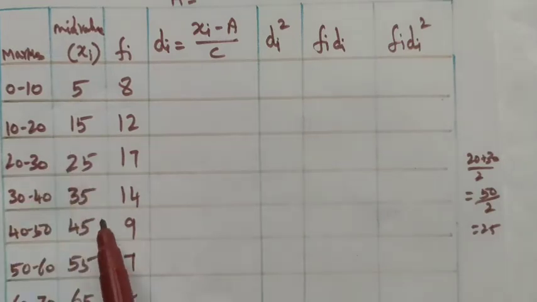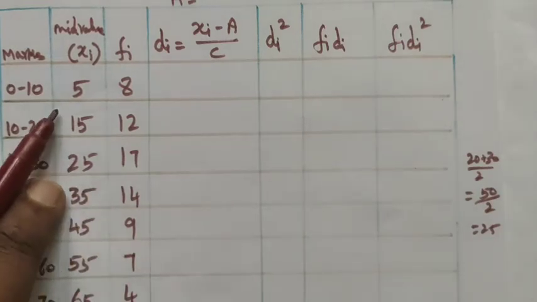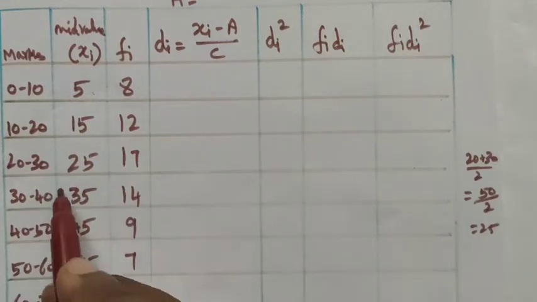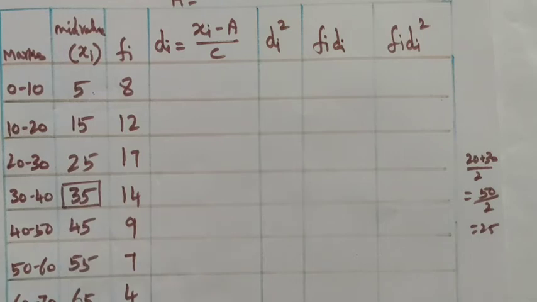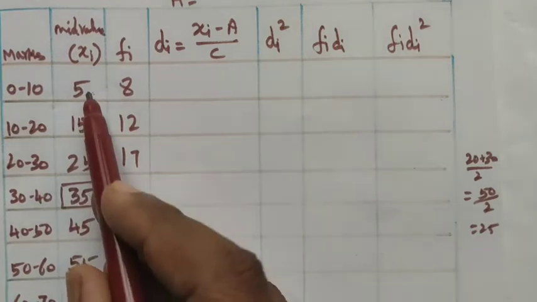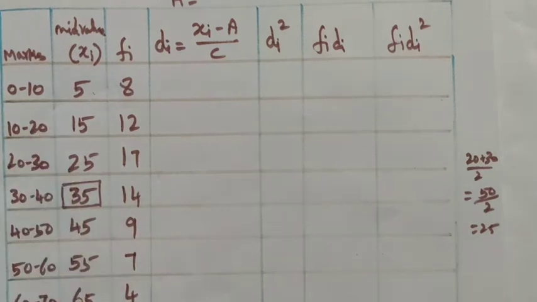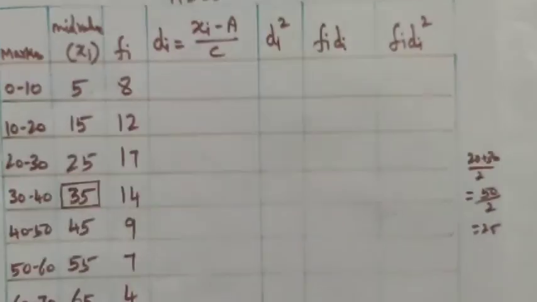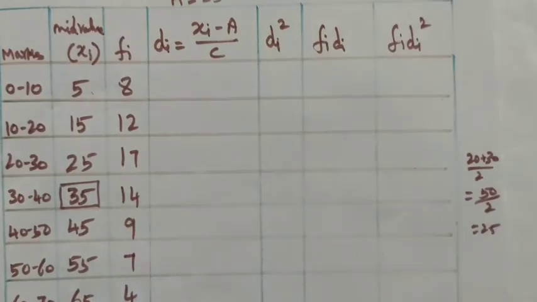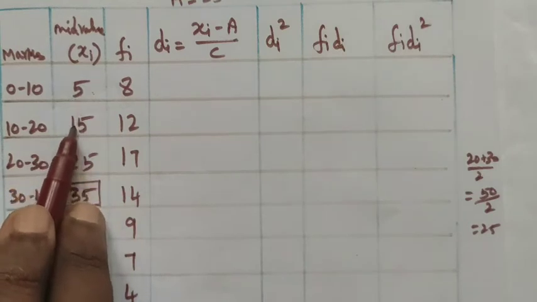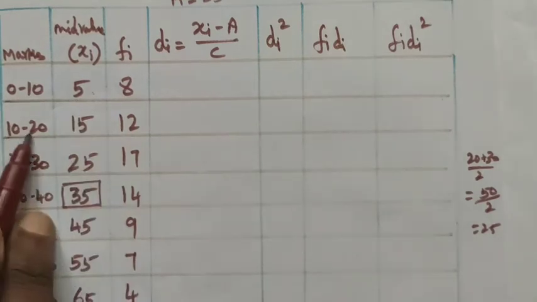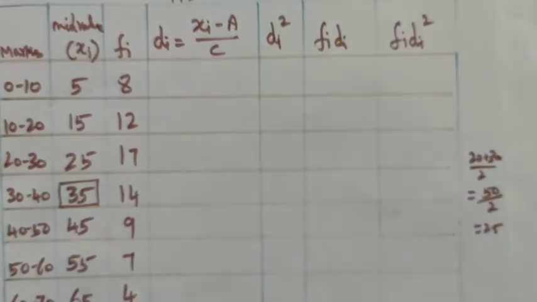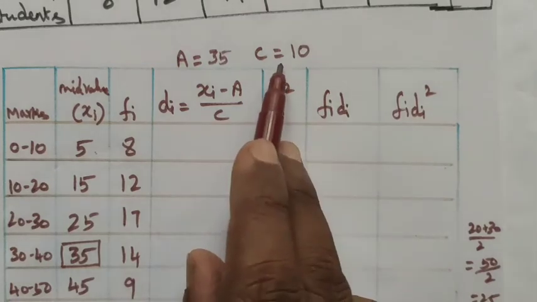See, here we choose the assumed value nearer to the center. Here we have 7 values, so the center place is 35. You choose the center place like this approximately, or by our choice we can choose any number from that. A is the assumed value. Here I choose 35 as the assumed value, so a is equal to 35. Now we want to find the class interval c. See, in between 5 and 15 the difference is 10, so the class interval difference is 10. So let me take the class interval c is equal to 10.